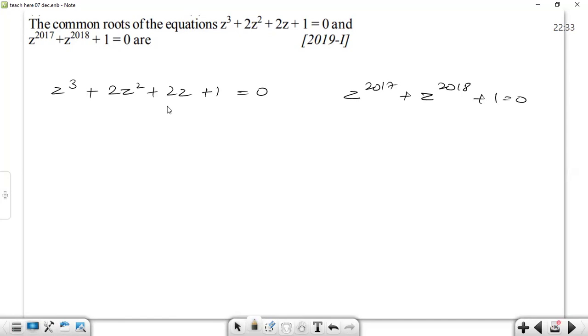Simply tell me, how many roots are there for a quadratic equation? If the degree is 3, then there will be three roots. If the degree is 2018, then 2018 roots will be there. So we cannot discuss 2018 roots, but we have the power and strength to discuss three roots.